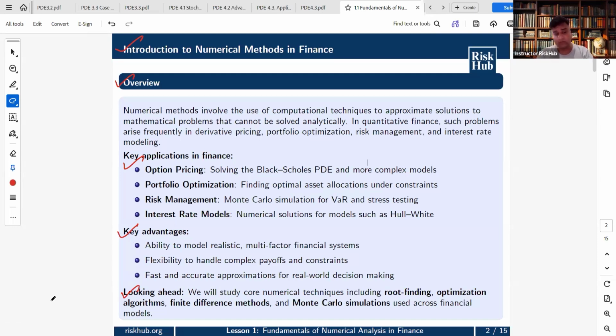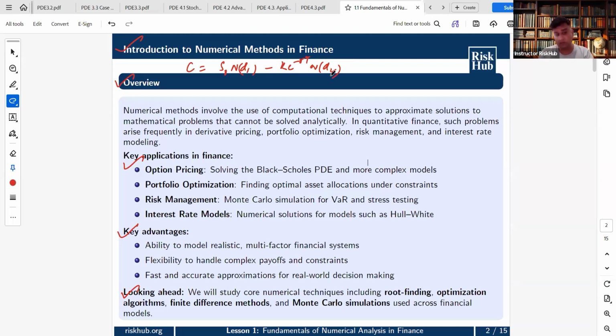So again, this is the core overview slide. The slide says numerical methods are computational techniques used to approximate solutions to mathematical problems that cannot be solved analytically. What does analytically mean? An analytical solution means a clean formula. A very simple example, which you have seen, is the Black-Scholes formula: call option price equals S0 N(d1) minus K e^(-rT) N(d2). Okay, this is the Black-Scholes call option formula. It gives the answer directly, but many problems do not have such a neat formula. Then what? Then we use numerical methods.